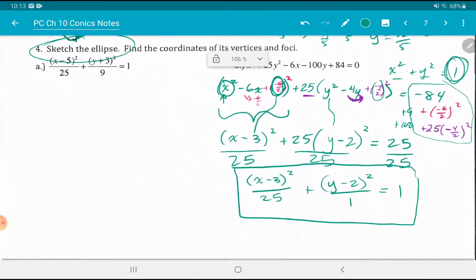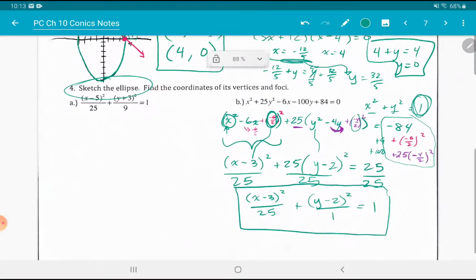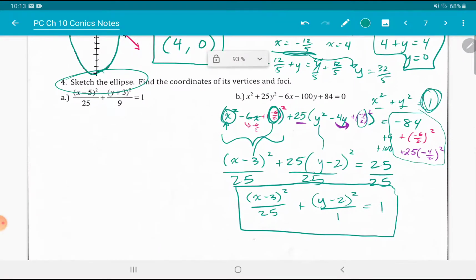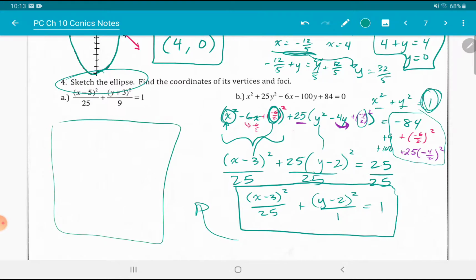It looks like I'm running out of space here, so pardon me. Instead of squeezing it all down there, I'm going to bring my work over here, and I hope you leave your own space so that you can do number 4a on your own. All right, so let's go ahead and graph this.